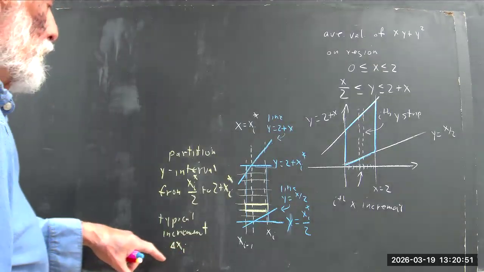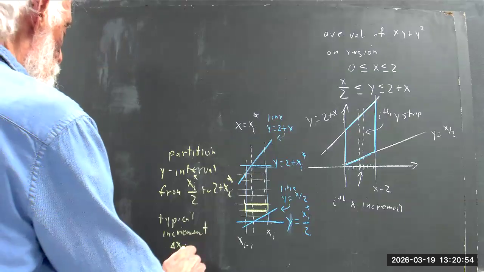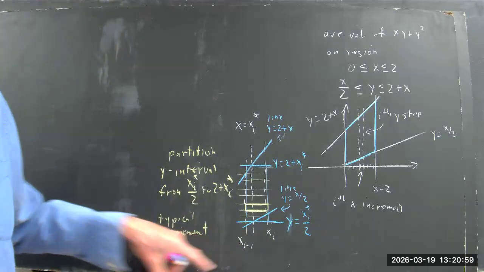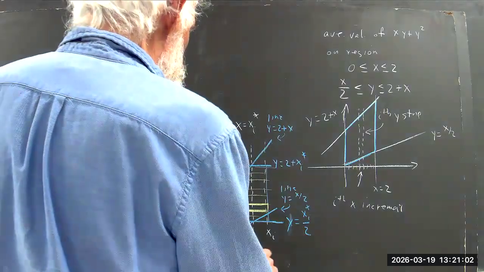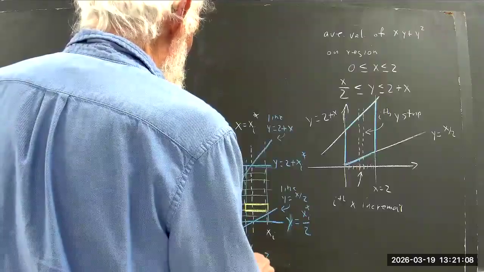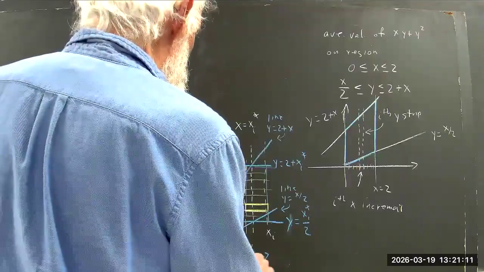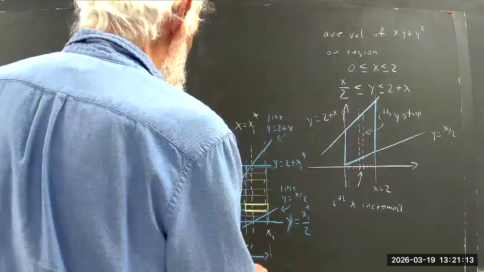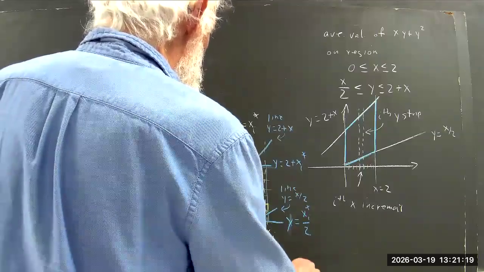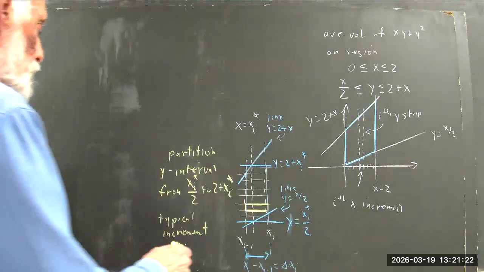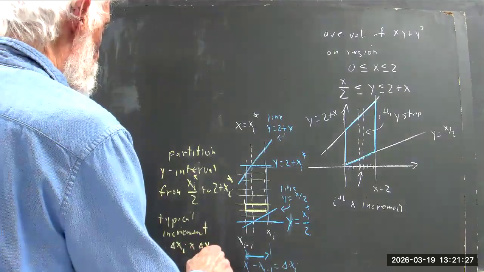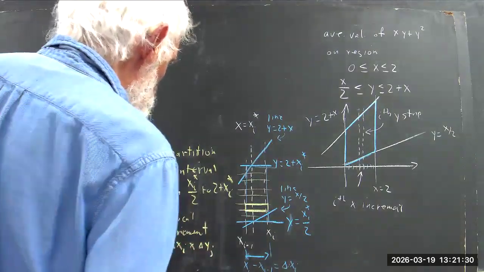Its dimensions are delta x sub i, delta x of i being x of i minus x of i minus 1, right? I think I labeled that on the last picture. And similarly for delta y, it's delta xi by delta yj.